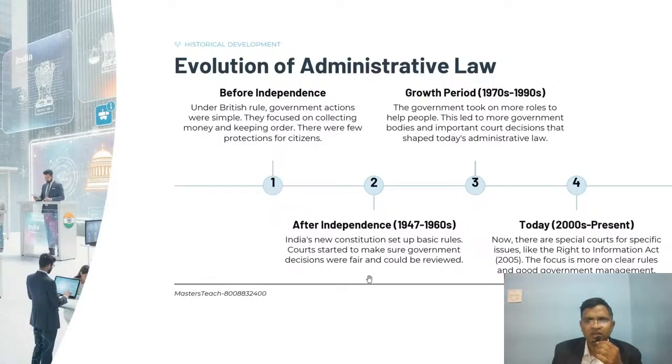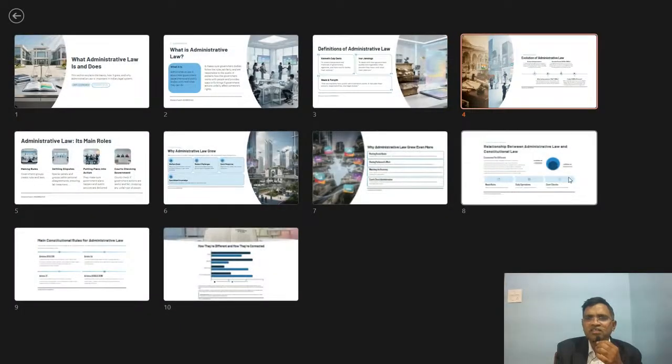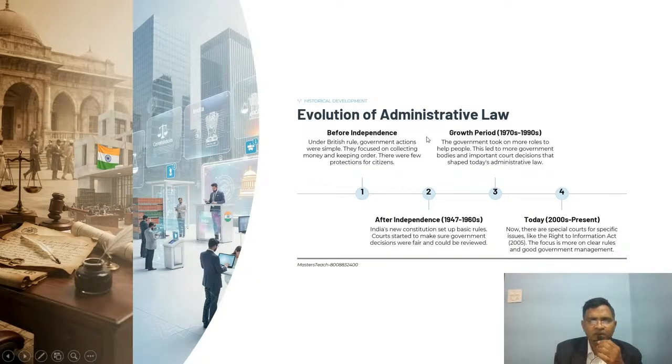And nowadays, the government established special courts for specific issues, for example, the Right to Information Act 2005, and the focus is clear rules and government management. Good governance is there for this. So the evolution of administrative law: before independence, after independence, that is 1947 to 1960, the growth period, maybe 1970 to 1990, and nowadays the contemporary period from 2000 onwards to present 2026. They mainly focus on the welfare of the people.